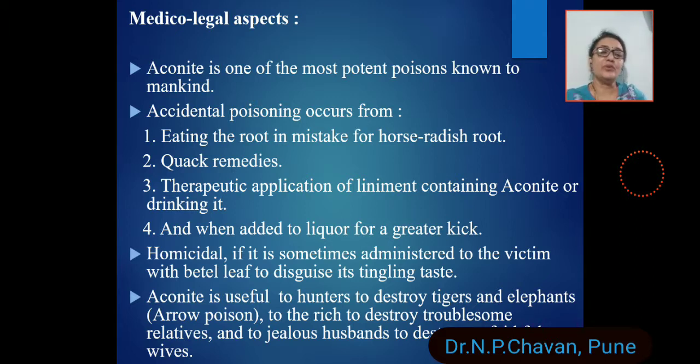Aconite is useful to hunters to destroy tigers and elephants, so it is known as arrow poison. Usually the hunters, or even people in tribal areas, apply aconite root extract to the tip of the arrow, and they use those arrows to kill tigers or elephants. So that's why it is known as arrow poison.